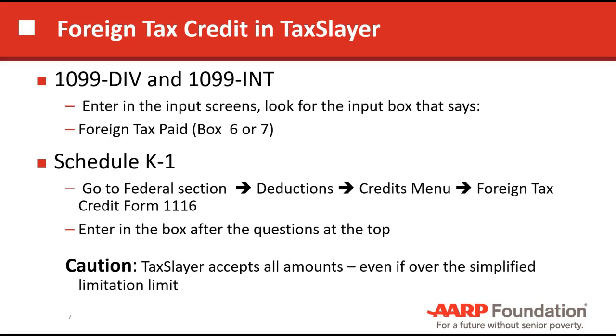If you're getting it from the Schedule K1, you're going to go to the federal section, then to deductions, then to the credits menu, and then to the foreign tax credit Form 1116. Begin that. There'll be some questions at the top and then a box, and you can enter foreign tax paid from the K1. Now be careful. TaxSlayer will allow you to enter all the amounts, and you're going to have to figure out if that adds up to more than $300 single or $600 married filing jointly.